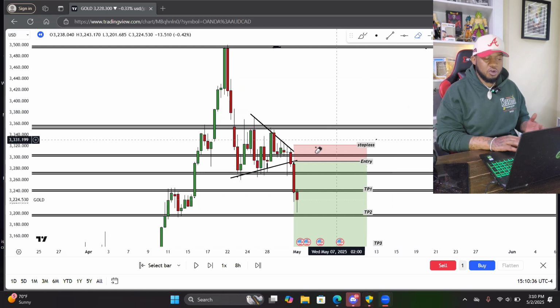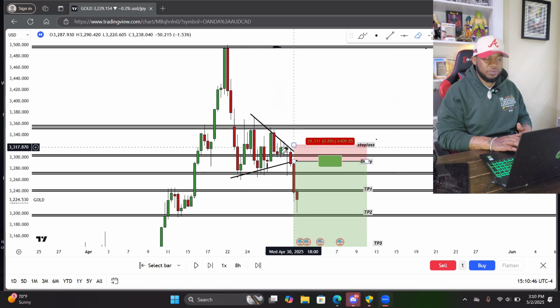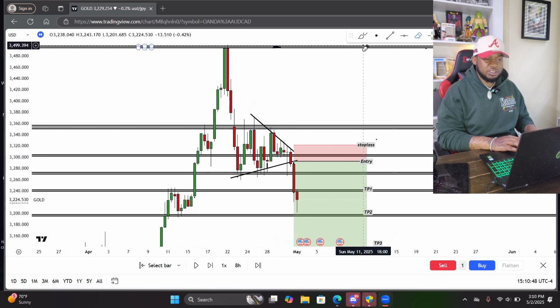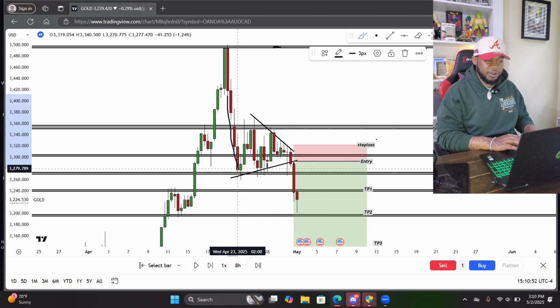My most recent trade on gold was right here on this wedge. Getting in for a wedge or any kind of price action pattern is super simple when you're looking at it, especially when the wedge is acting as a continuation pattern within the trend. You can see how the trend starts off in this bearish motion, coming to the downside.